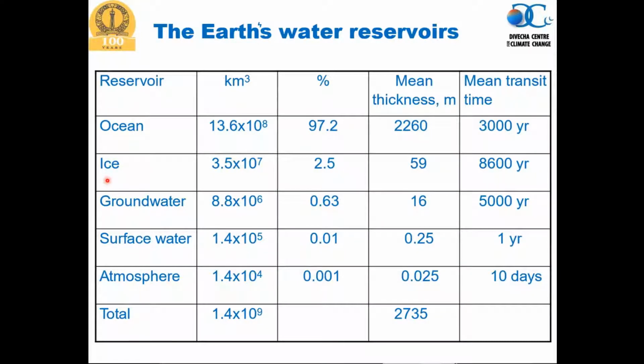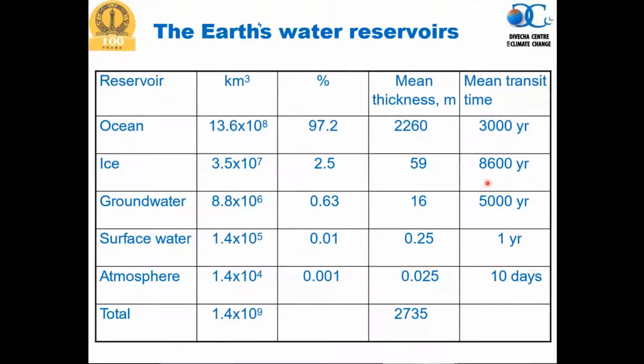If you look into the ice, which is just 2.5% of water, the mean thickness is 59 meters, considering the mountain glaciers and various other glaciers. But the mean transit time is 8,600 years. This is very important for us to understand, that it takes a very long time. Once snow falls onto the glaciers, it slowly gets converted into ice, starts moving, and after a long time it melts, so therefore it has a very long transit time, 8,600 years.